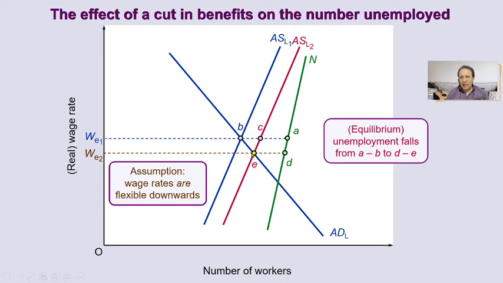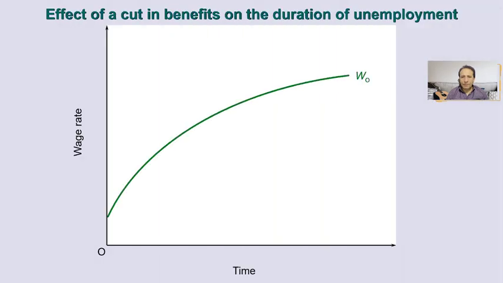Here we can see how the actual unemployment falls from A to B to D to E. Right? It falls because wages are falling, so firms are able to employ more people. So this is the effect of a cut in benefits on the duration of unemployment.